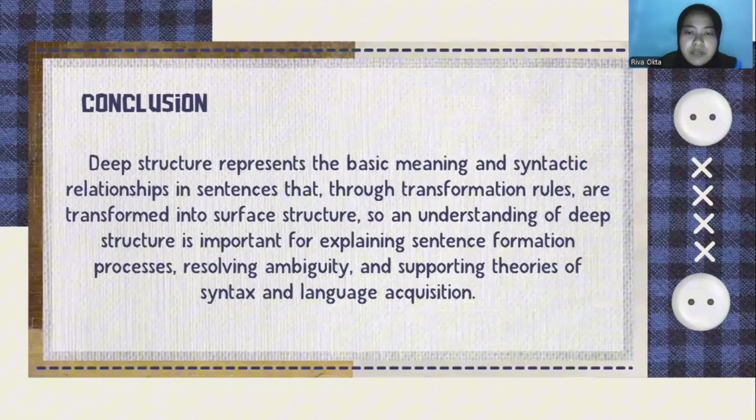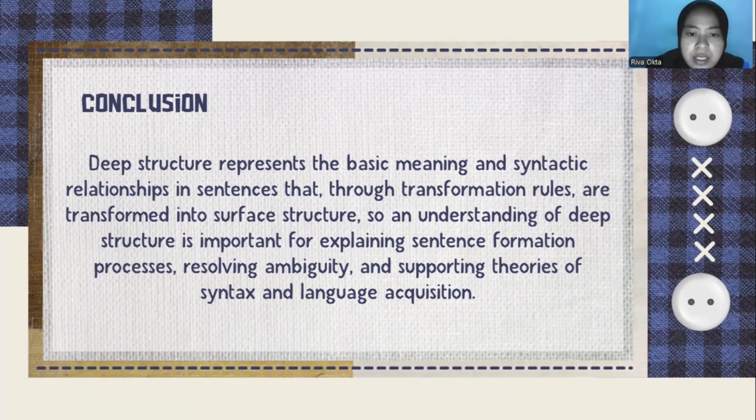The conclusion from this project: deep structure represents the basic meaning and syntactic relationship in a sentence that, through transformation rules, is transformed into the surface structure. So, an understanding of deep structure is important for explaining the sentence formation process, resolving ambiguity, and supporting theories of syntax and language acquisition.